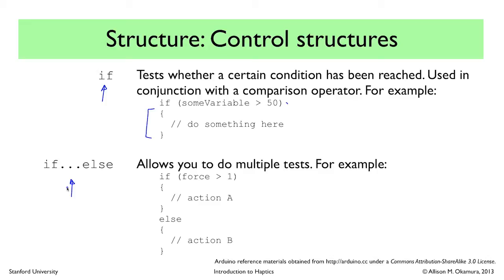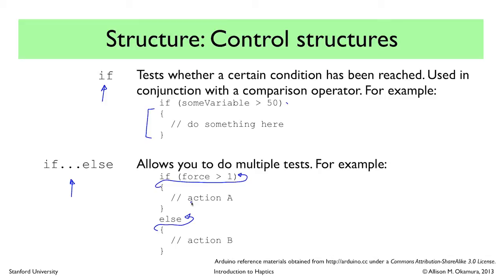Basically it allows you to do multiple tests. So here's an example where it says if force is greater than 1, then you do action A. Else, you do action B. And I'll just note in terms of syntax that it is okay to put the curly brackets up on this line, but I do suggest that you keep the closing curly bracket on its own, and also if you have nested statements, like if you had if force is greater than 1, and inside this action there's another if check, that you indent the new conditional statements so that you can clearly see what's going on in the code just by glancing at it.